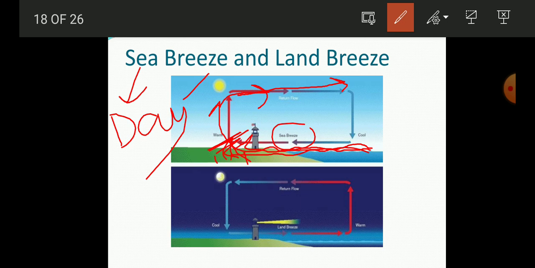So the sea breeze happens in the daytime, and the warm air is moving over the sea. You know that the sea is cool in comparison to land in the daytime, so the air also gets cool, and it takes the place of the air that went up. This type of movement from the sea toward the land is known as the sea breeze.